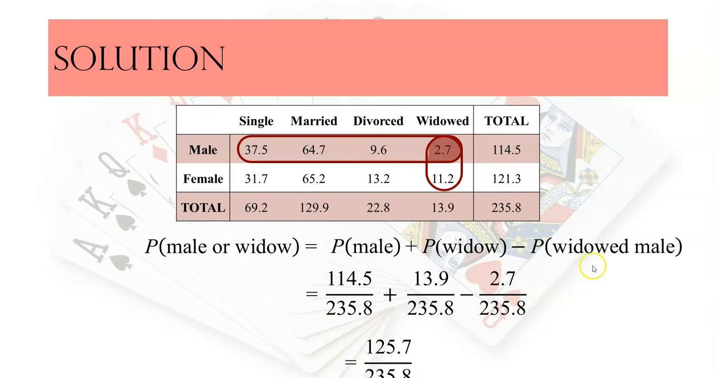That gave me a total of 125.7 over 235.8. And then I divided that through to get about 0.533 in decimal form. In percent form, that's about 53%.